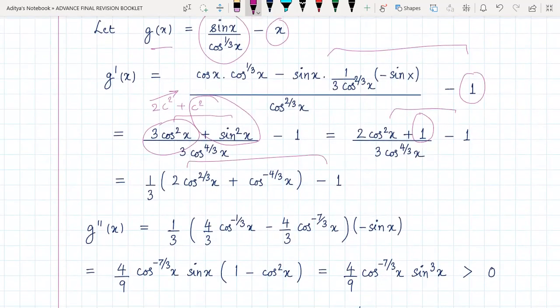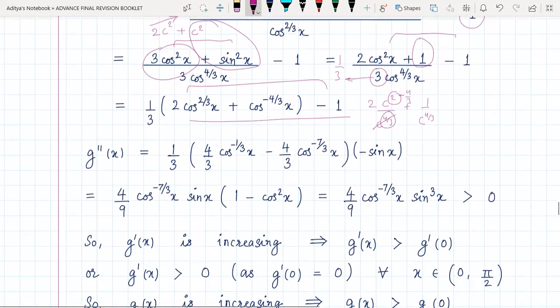What we have done is take 1 by 3 outside, and then split it, like 2 cos square upon cos power 4 by 3 plus 1 upon cos power 4 by 3. That's how we have been able to write the expression in this form, because 2 minus 4 by 3, using the laws of exponents, will become 2 by 3. Very simple and basic manipulations that we have done.